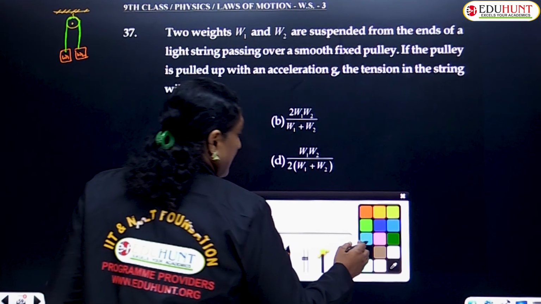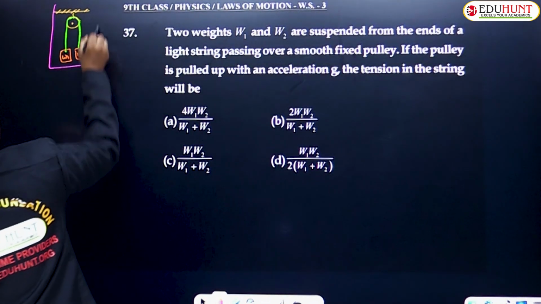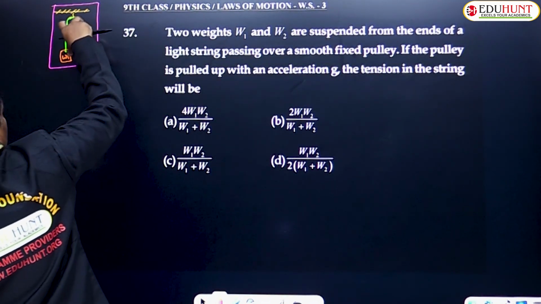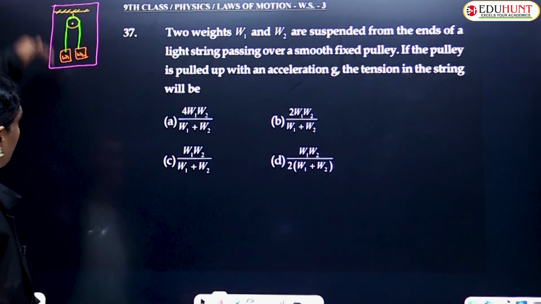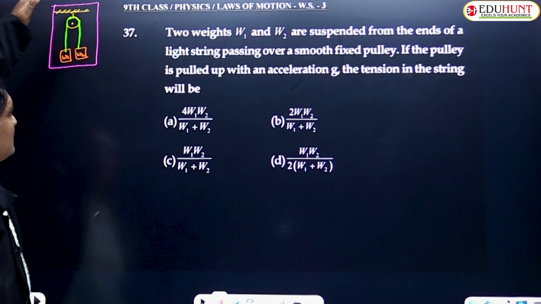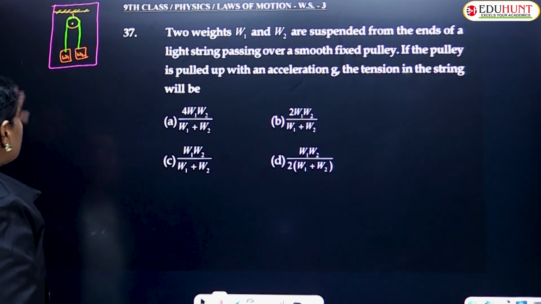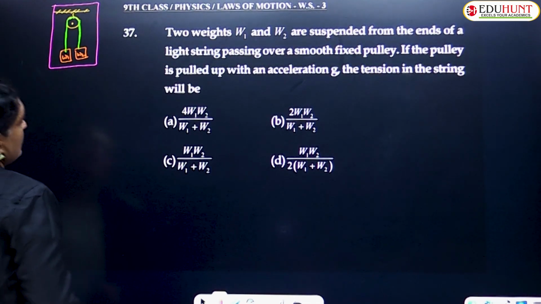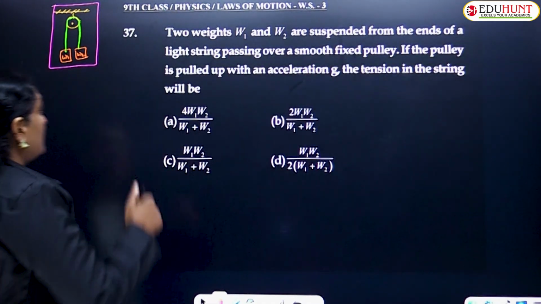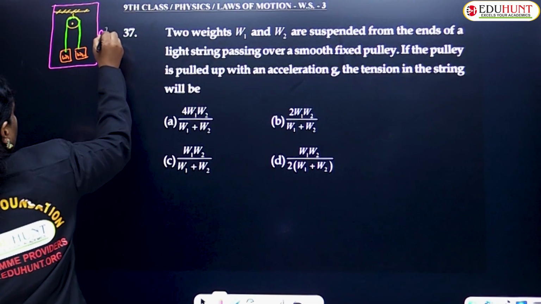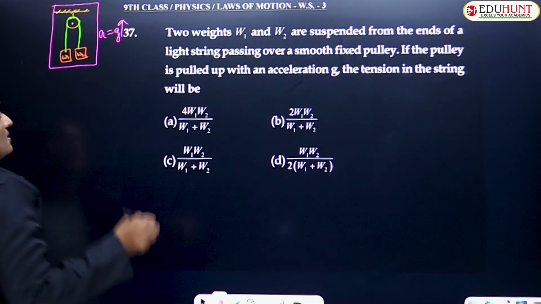Let us assume this complete system. Pulley means the system, whatever is there. So when the pulley is pulled up, it means W1 is pulled up, W2 is pulled up, the strings will go ahead, everything will be going up. So that means the pulley is accelerating upwards with an acceleration of g. So what is given is that it is accelerated upwards with an acceleration g. This is what is given.